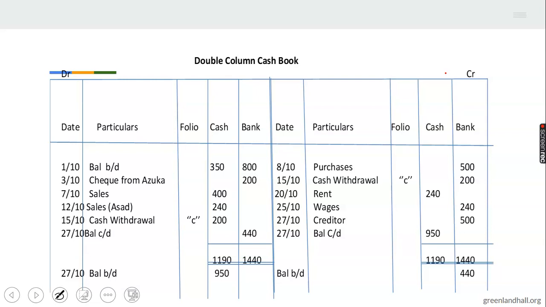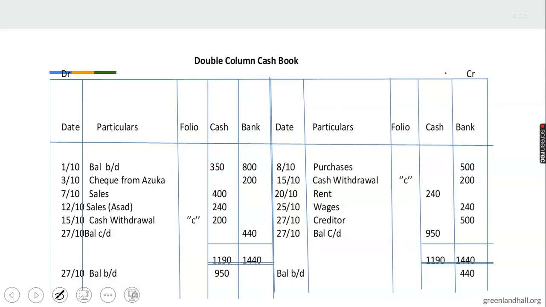So as at 1st of October, the balance brought down, that is the amount that was received by the cash double column cash book, 350 naira for cash and then 800 naira for bank or check. So they are going to appear at the debit side. Then 3/10, check from Azuka. Azuka paid a check of 200 naira. So that will be debited into the bank column.